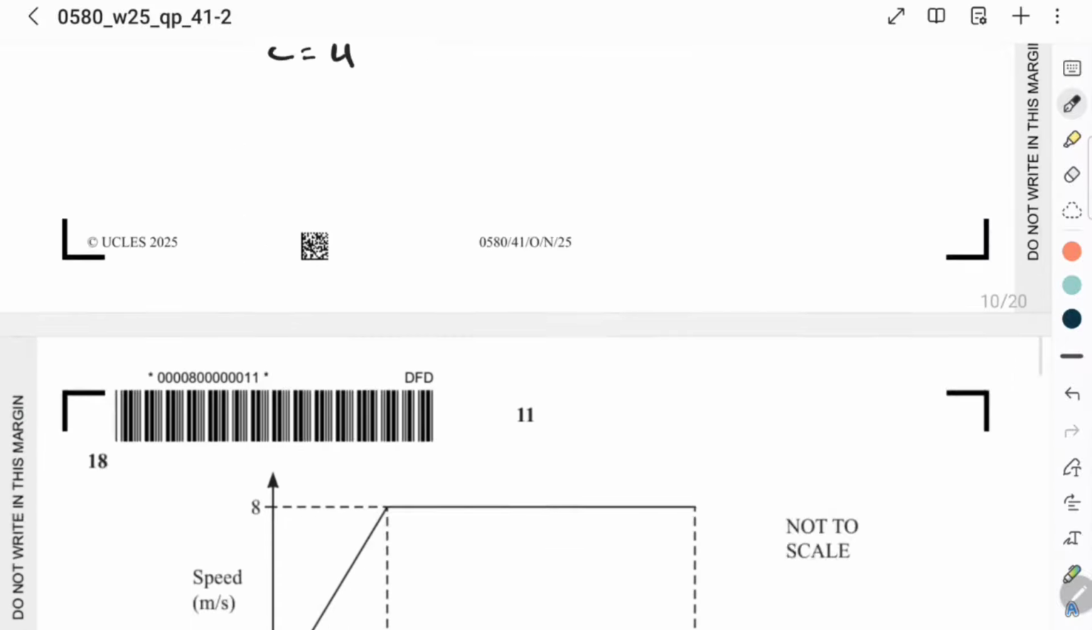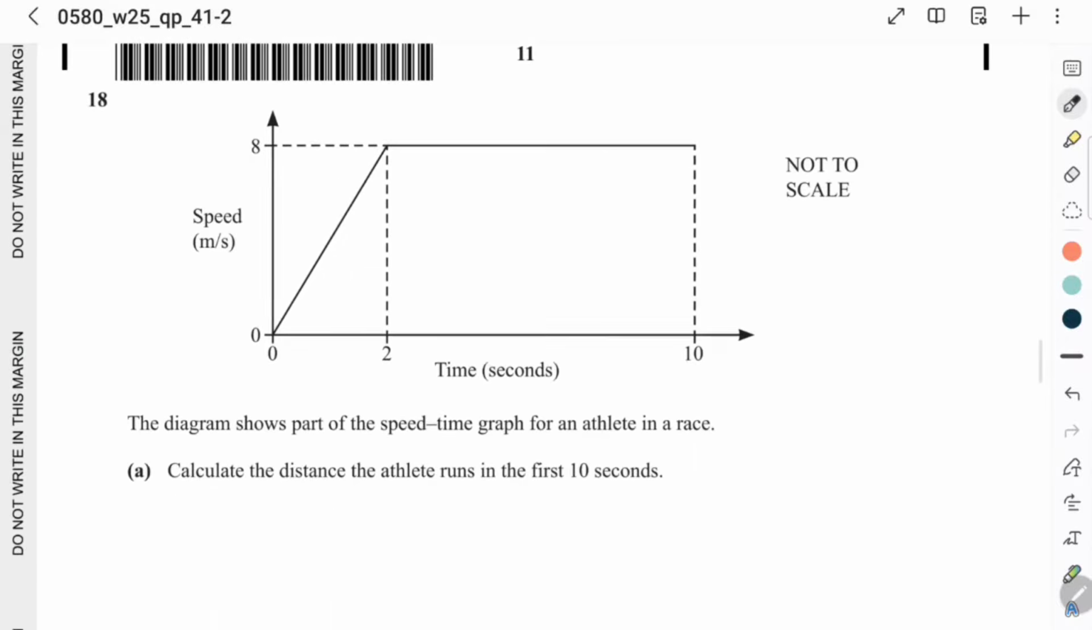Very easy question. Next question, you have kinematics. 18th question: the diagram shows a part of the speed-time graph for an athlete in a race. Calculate the distance the athlete runs in the first 10 seconds. It means you will have to find the area under the graph, and it is a trapezium. Half times height into sum of parallel lines gives the area under the graph. So that will be the distance in this speed-time graph.